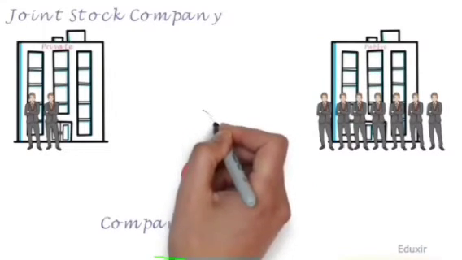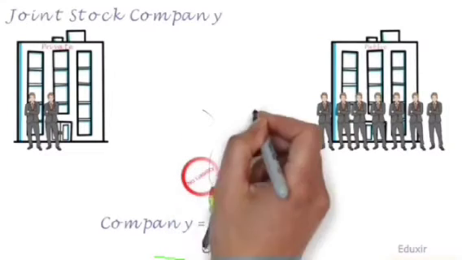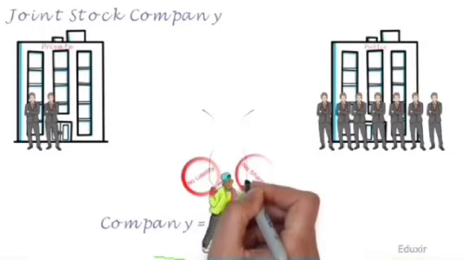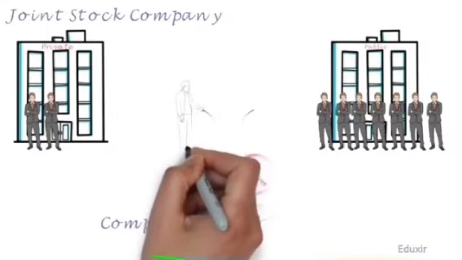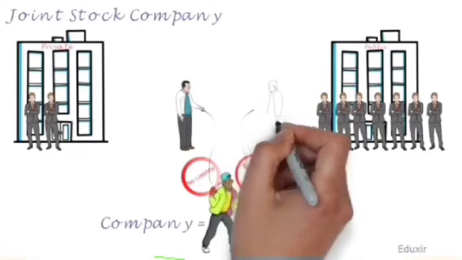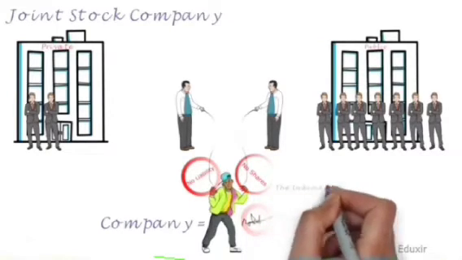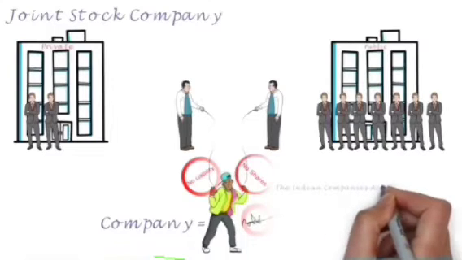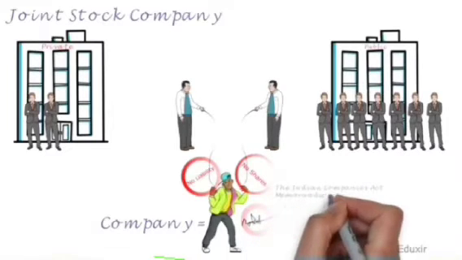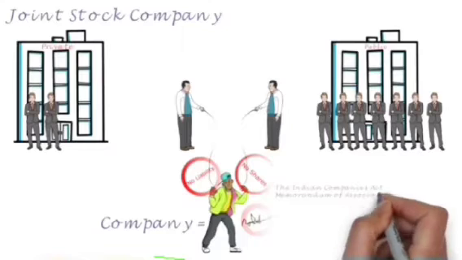Next is management. Both the private limited liability company and the public limited liability company are owned by the shareholders and managed by a board of directors appointed by the shareholders.